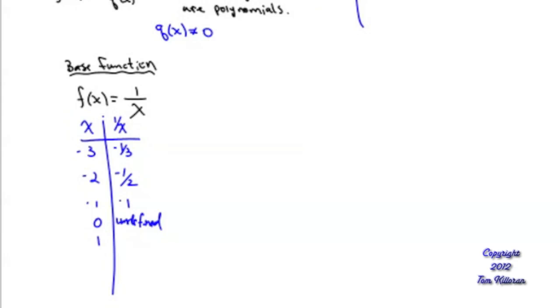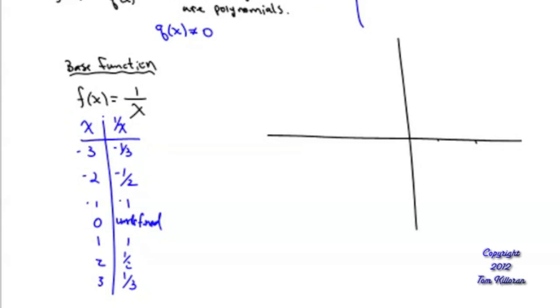All right, plug in 1, you get 1. Plug in 2, you get 1/2. Plug in 3, you get 1/3. Those are easy. So we can start graphing this a little bit.